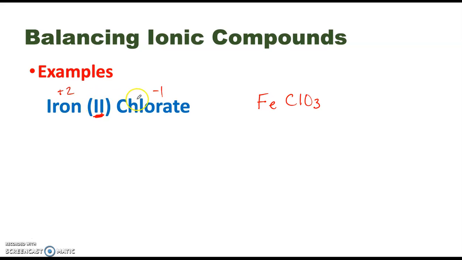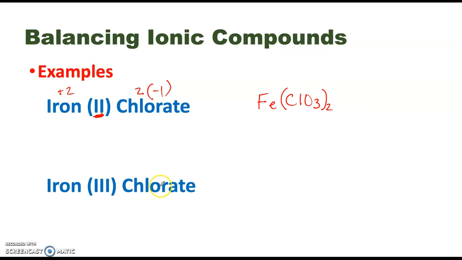Now, this does not balance. I need 2 of these. I need to double my -1. 2 -1s will balance out a +2. Now, in order to get 2 of these, I need to put it in parentheses. If you have more than one polyatomic, you put it in parentheses. So I put a 2 there. And that's it.